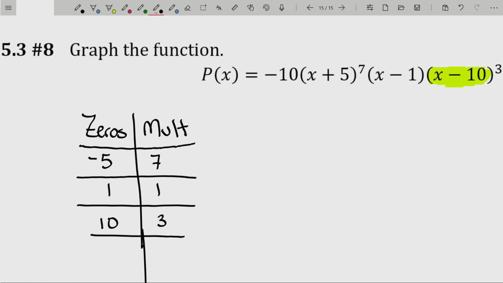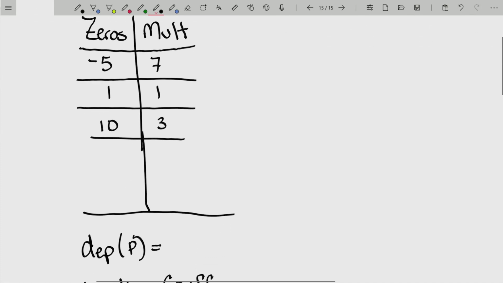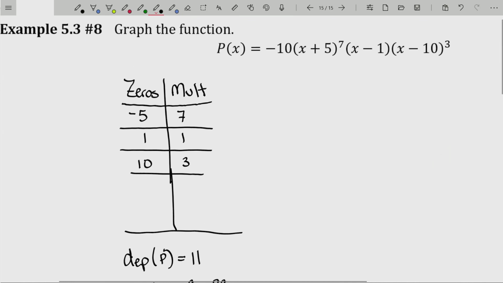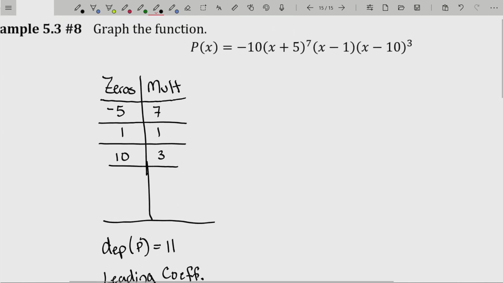And now I could just, from my advice last time, add up those multiplicities to get that the degree of this polynomial is going to be 11. And the last little bit I need to do before I can graph is note the leading coefficient. When I multiply all this stuff out, which I don't want to do, would the leading coefficient be positive or negative?